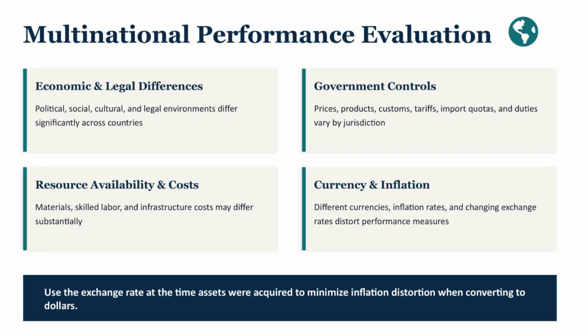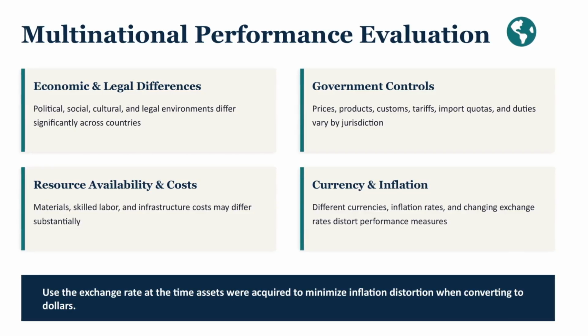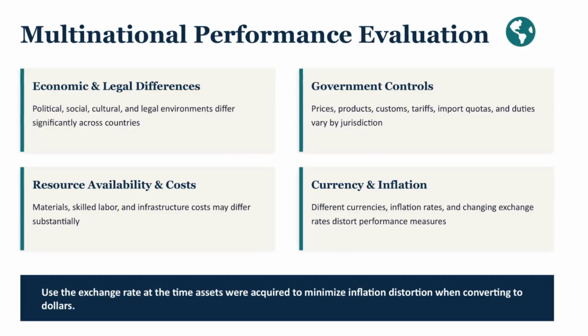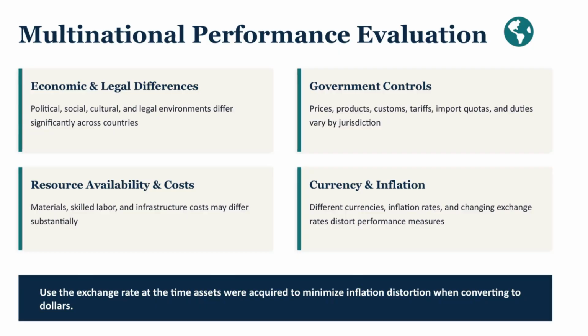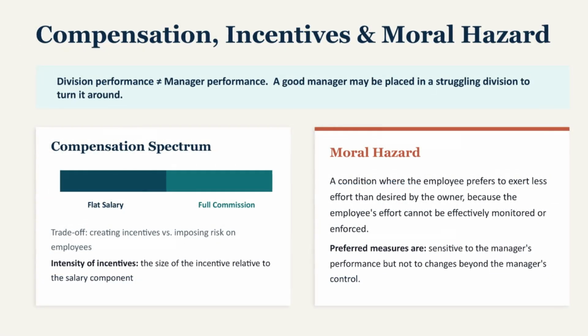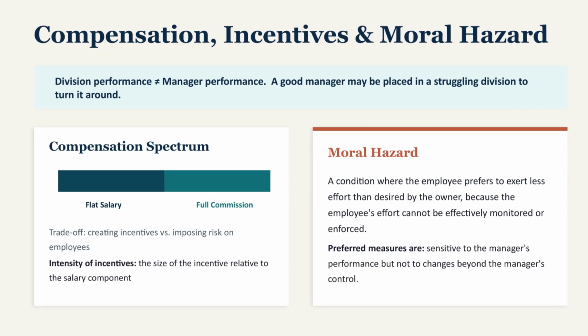To minimize distortion when converting foreign assets to dollars, use the historical exchange rate active at acquisition time, preserving accuracy in performance comparisons. Linking performance measures to compensation shows the balance between incentives and risk.